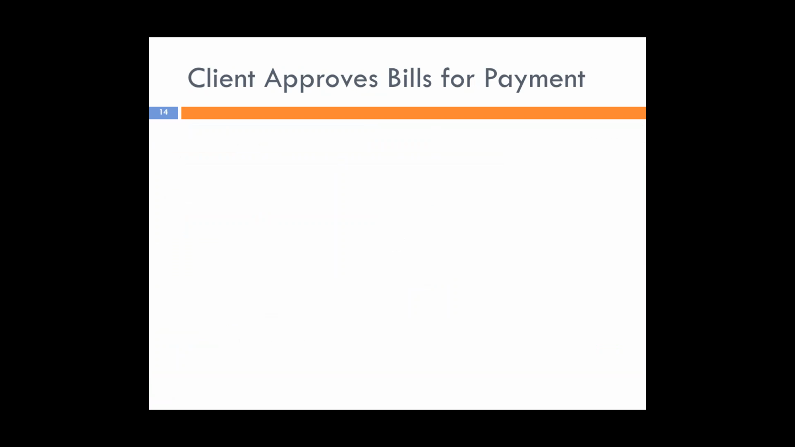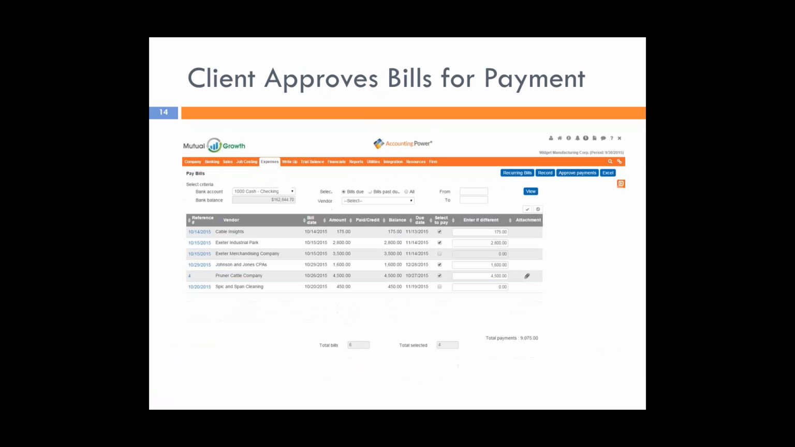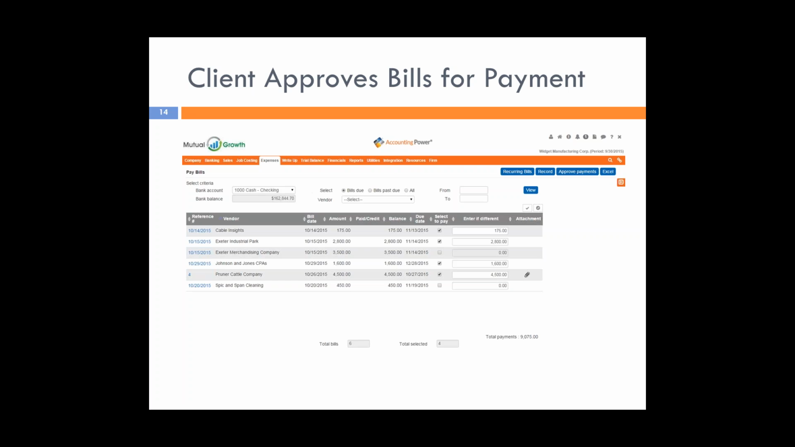Now, once they're finished being entered, you need the client to approve the bills for payment. So the client will go to the Expenses Pay Bill screen, and from this screen, they will select which bills are okay for them to be paid. The client will be able to see what his balance is, so he knows, yeah, I have enough money in the account to pay those particular bills.